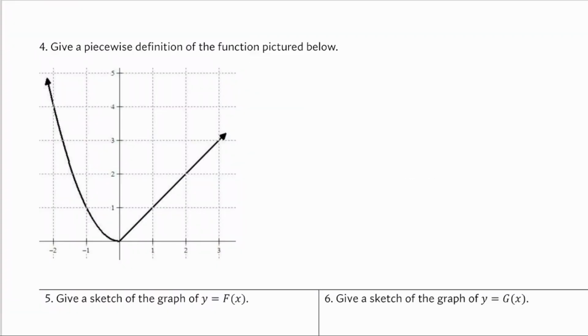And on the back, it's going to ask us to give a piecewise definition of this function. So I'm going to say this is y equals, curly bracket, and okay, this looks like a parabola right here. It looks like y equals x squared. So yeah, negative 1, 1, negative 2, 4, that's x squared.